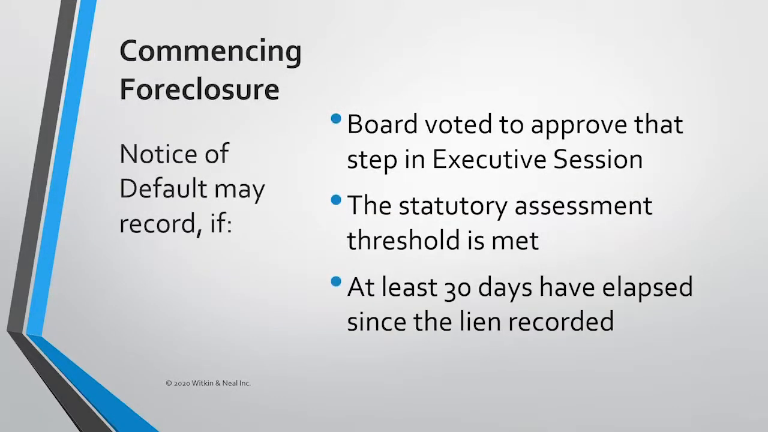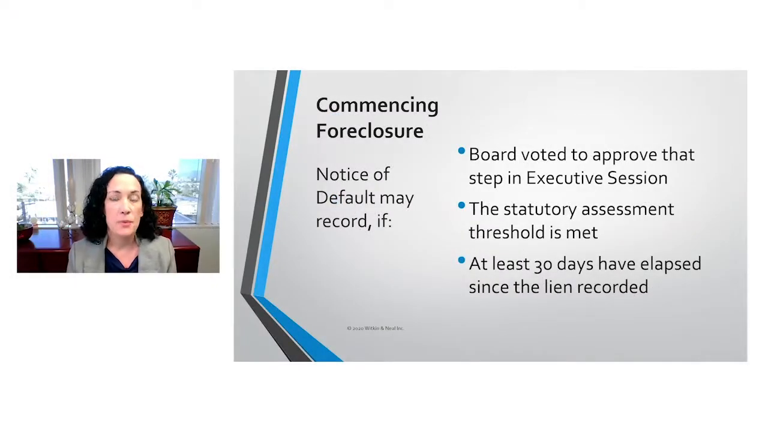Continuing our foreclosure process, the actual step that commences a foreclosure is the recording of a notice of default on the property. Before that action can take place, at least 30 days have to elapse since the lien is recorded, and another meeting by the board must take place. Your board has to meet in executive session to approve this action, making sure to reference the property only by its assessor's parcel number, not by the unit number or the homeowner's name. There's also a statutory minimum threshold that must be met. The assessments must be at least $1,800 or 12 months delinquent.